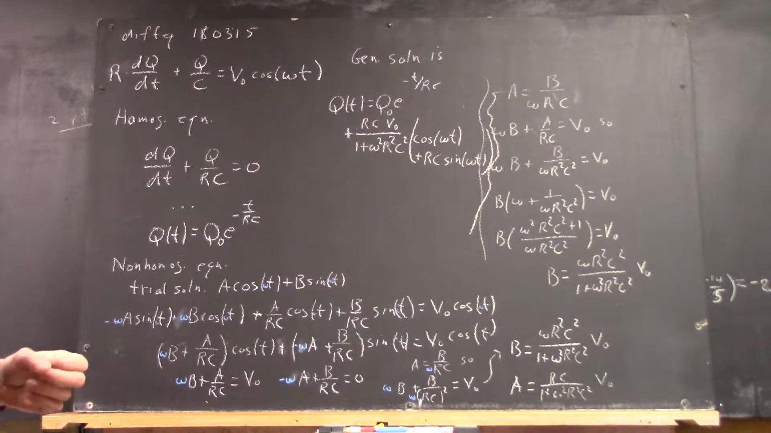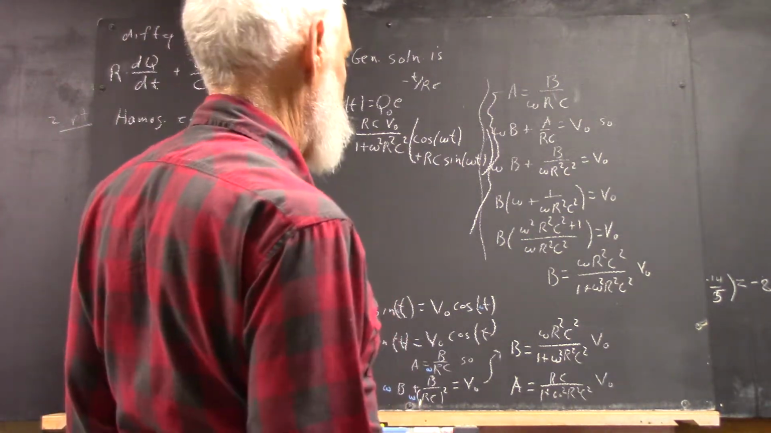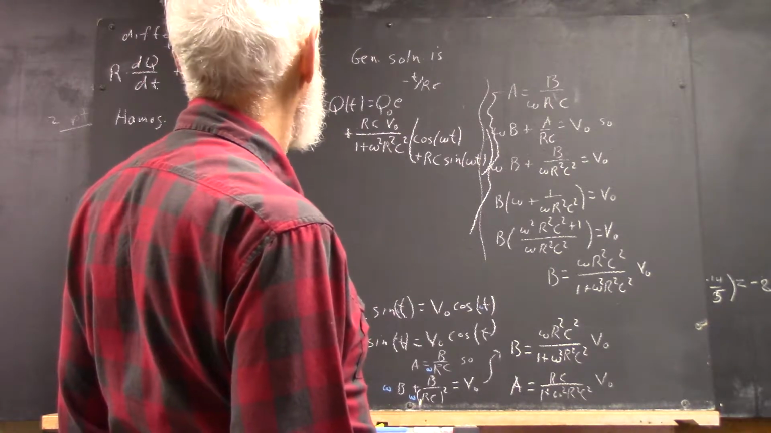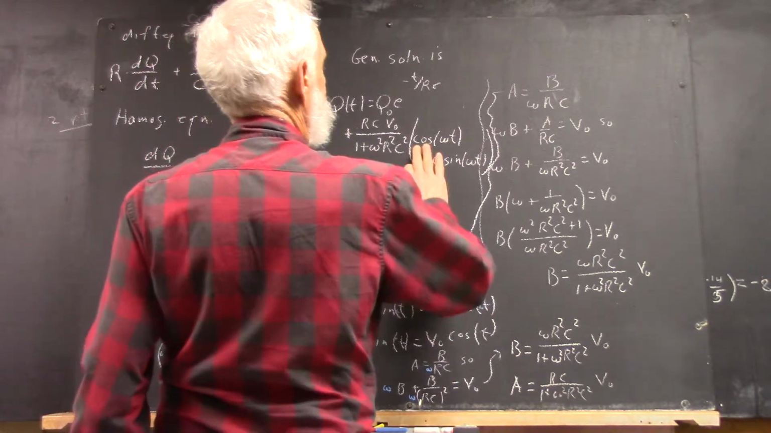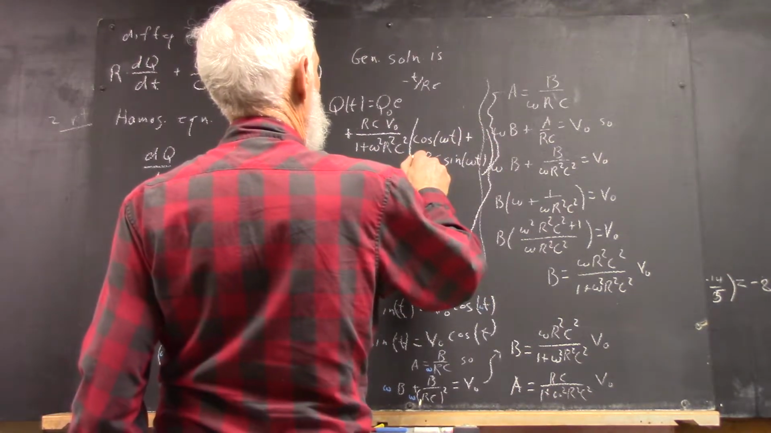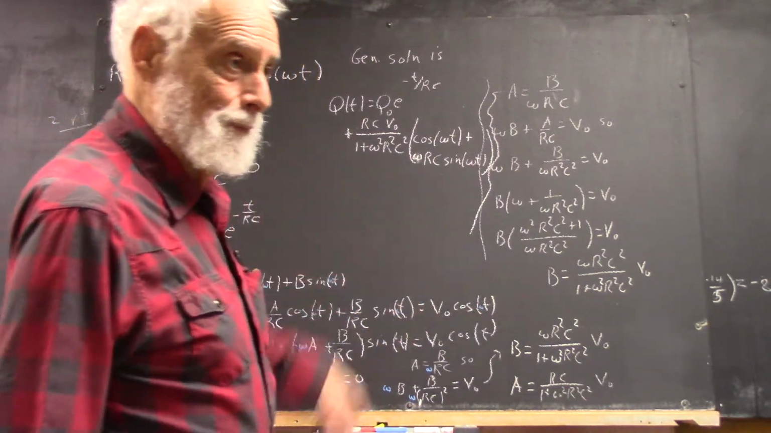Okay? And remember RC, wait a minute. So, omega RC. Because again, the units would not be right. RC has units of time, omega has units of reciprocal time, so now it works.